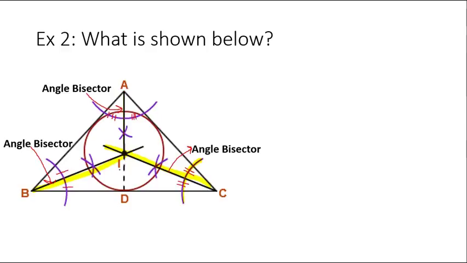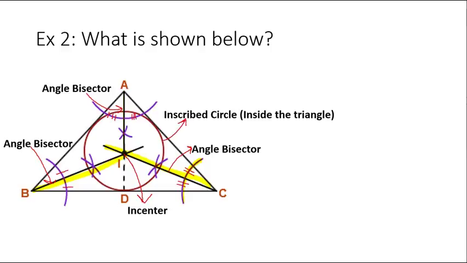So where the angle bisectors meet, right in the middle right there, we call this point the incenter. And the circle that's formed here is called an inscribed circle, which is inside the triangle.